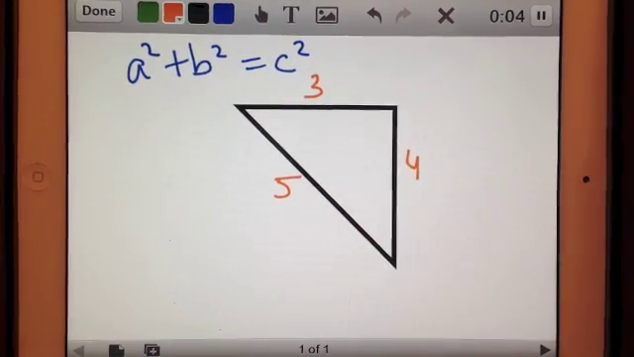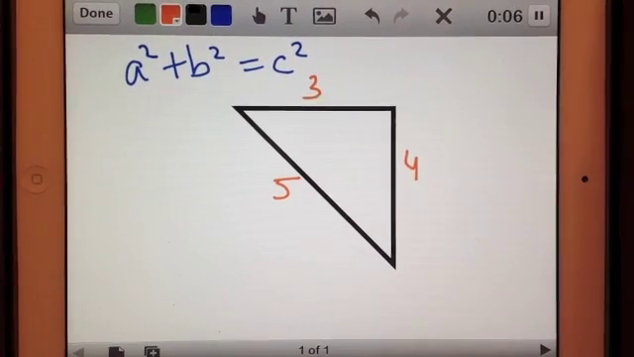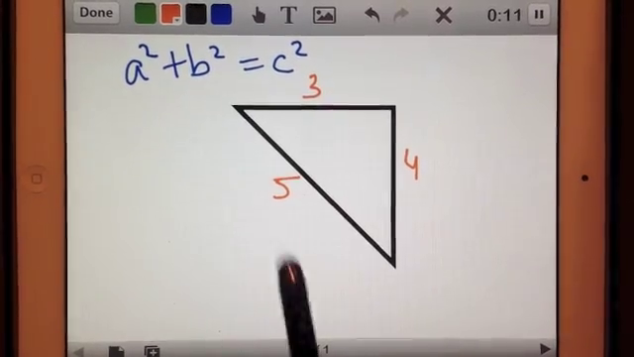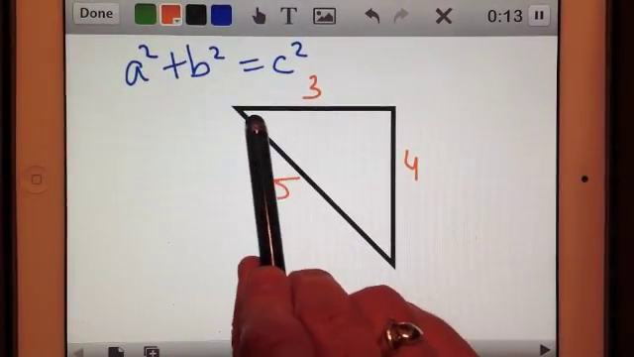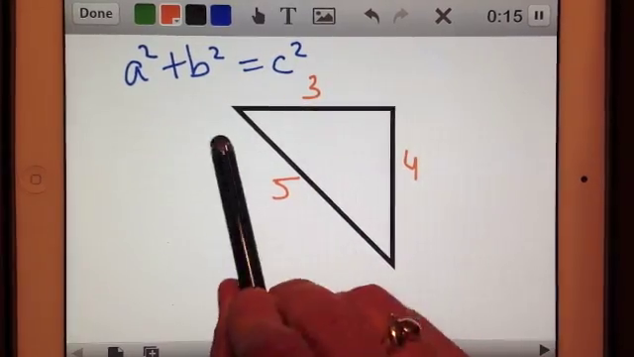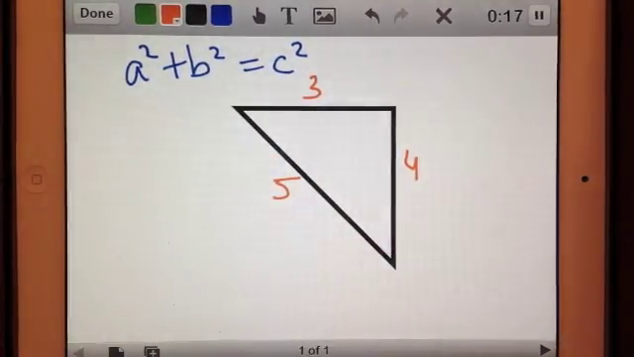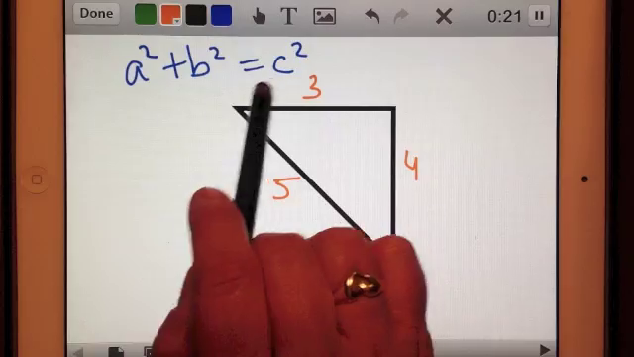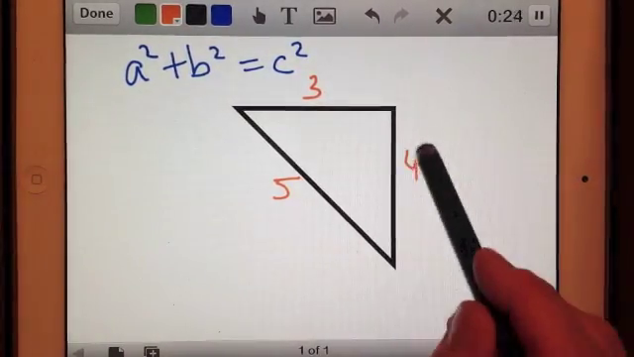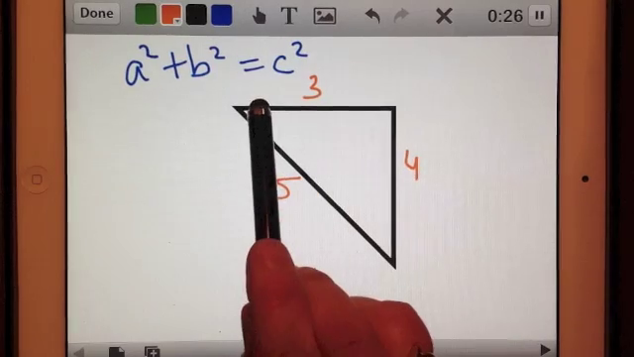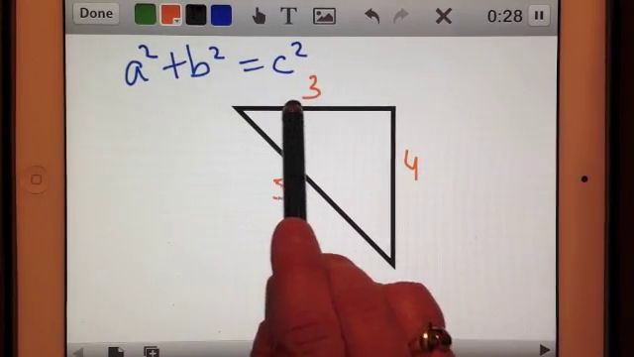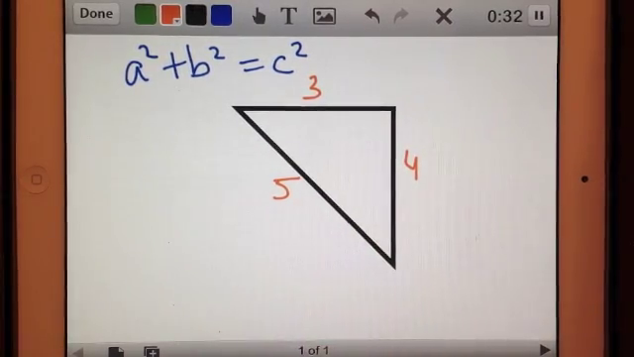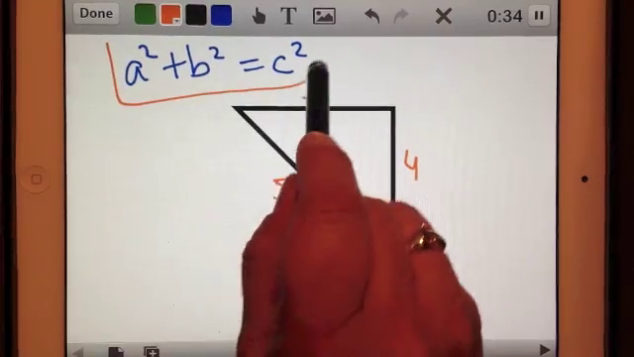Okay, so now we'll talk about how to plug in the numbers that are indicated by the measurement of the lengths of each side into the Pythagorean theorem. The Pythagorean theorem tells us that if you square the length of this side and add it to the square of the length of this side, it will equal the square of the length of this side. That's what that formula is telling us.